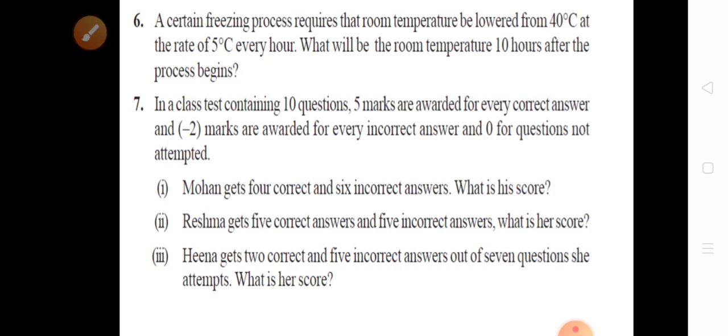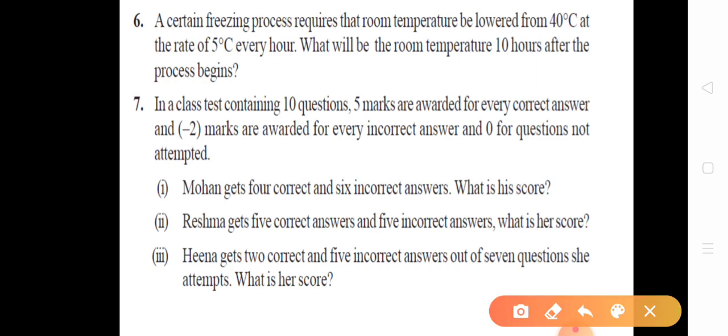Then going to question number 7. In a class test containing 10 questions, 5 marks are awarded for every correct answer and -2 marks are awarded for every incorrect answer and 0 for questions not attempted. So this question has been given in a crystal clear manner to you. Everything has been given in a detailed way.